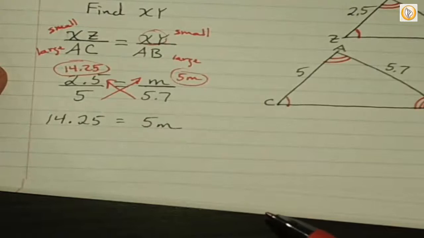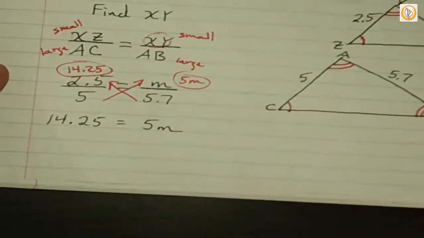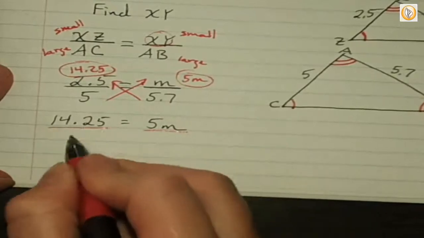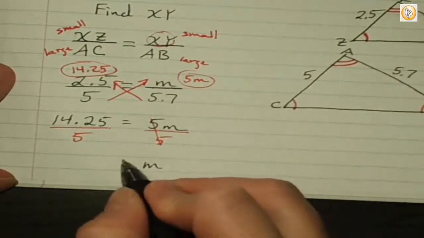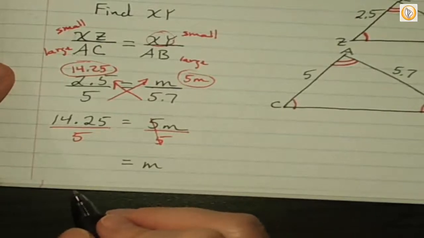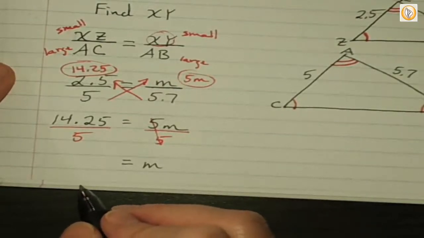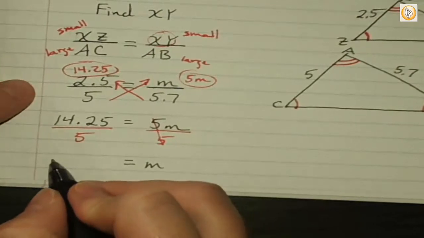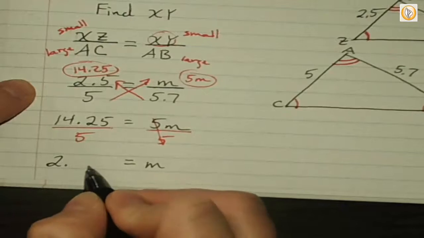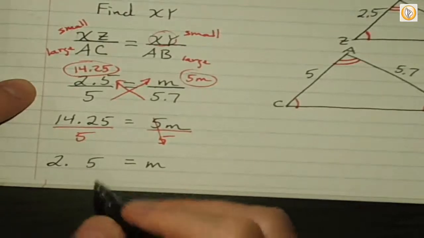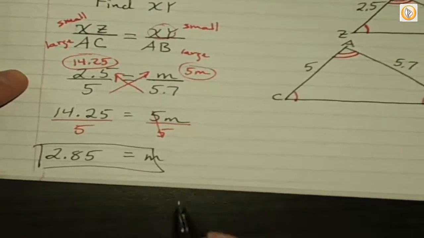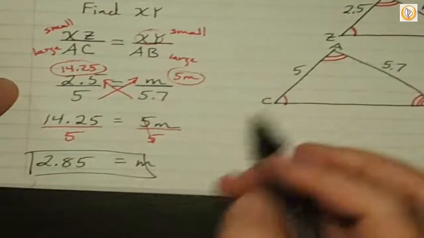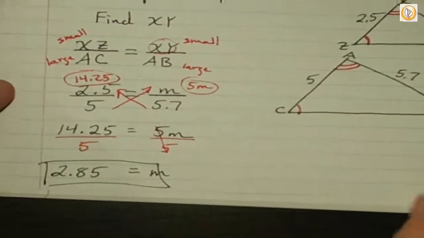Now, what do we do, Emily? I'm dividing both sides by 5 because we're looking for the measurement of that side. And we get M equals, Taylor, is it 2.25? You're close. It's 2.something 5. Gabby, 2.85. So the measurement of M up here is 2.85.